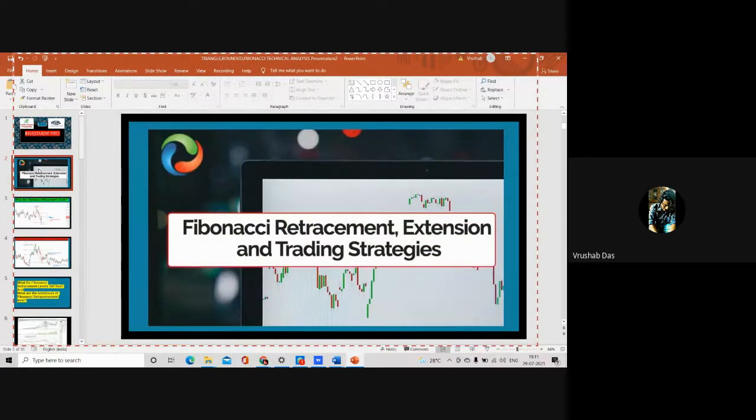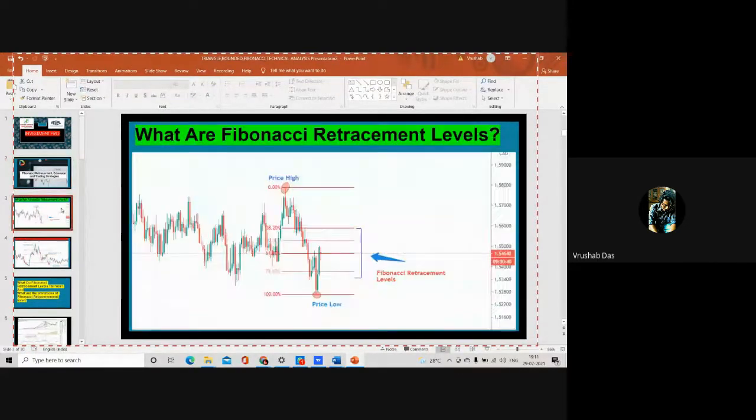Okay, so firstly, we will talk about the Fibonacci retracement level and extension also. What are the Fibonacci retracement levels? In general, the Fibonacci retracement levels are horizontal lines that indicate where a possible retracement of a price may occur. Let me show you some figure. This is what the retracement levels are.